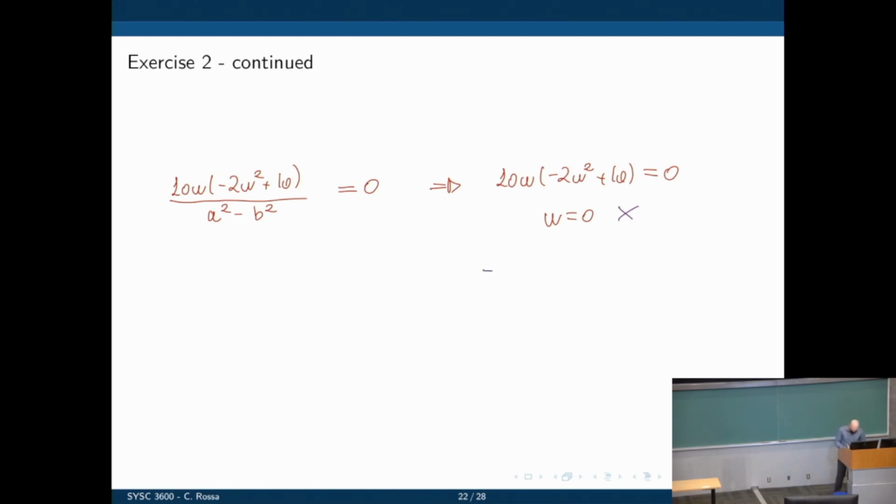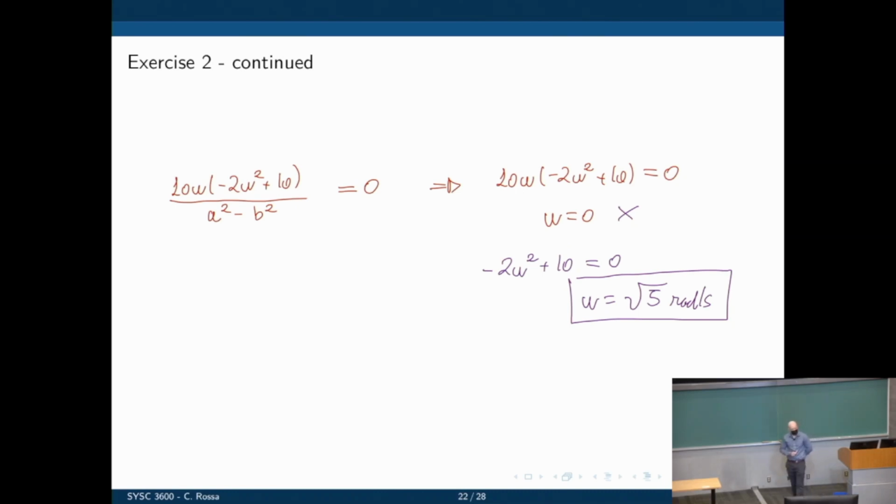Or you can have negative 2 omega squared plus 10 equals 0, and this gives omega equals the square root of 5 radians per second. Plus minus the square root of 5. Negative frequency doesn't exist, so we stick with the positive value. So when the frequency is the square root of 5 radians per second, we reach the maximum displacement in the output, we reach the resonance frequency of the system, the telescope.